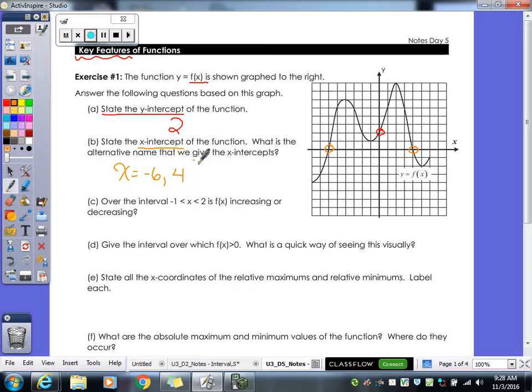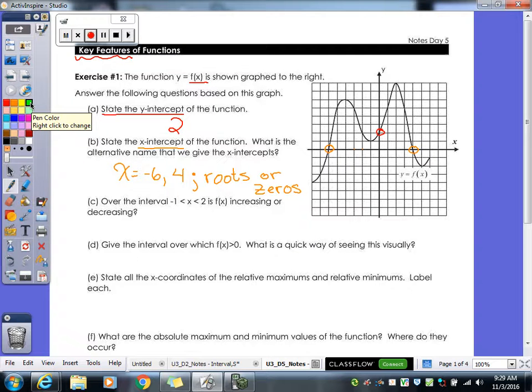What is the alternative name that we give the x-intercepts? We have a couple of other names that we use for them. We call them roots, or we call them zeros. The reason is that this is when the function itself is equal to 0. Because if you remember, this is your x-axis. That's when your y equals 0, so your function equals 0 at that point.